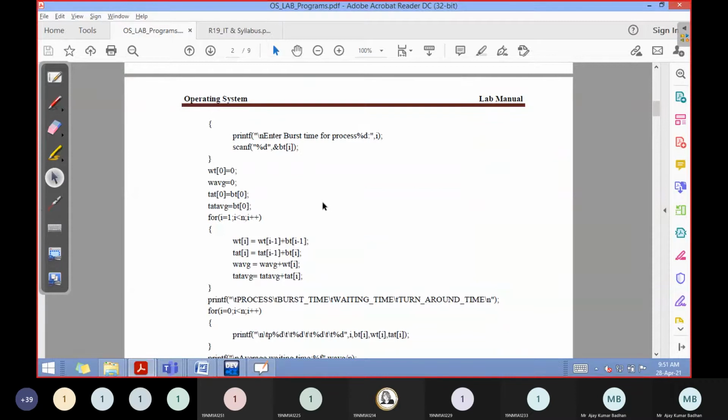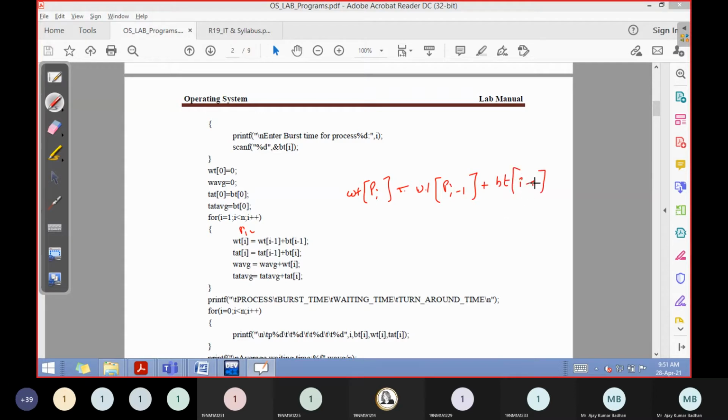So here, the logic we are going to use, if you're doing the turnaround time and waiting time, is this: the waiting time of a particular process Pi that you want to determine is nothing but the waiting time of the previous process, I minus 1, plus the burst time of the previous process. Suppose I want to determine it for P1: it is the waiting time for the process P0 plus the burst time for the process P0.